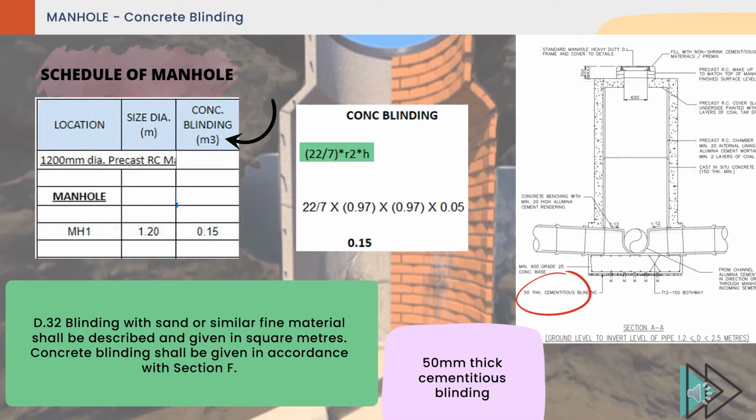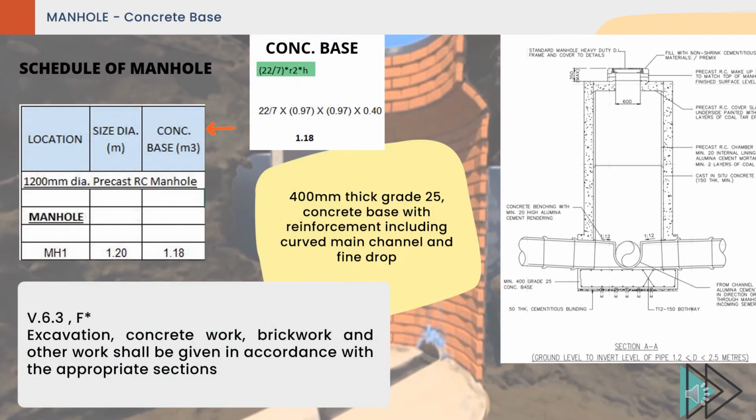Concrete base. It is calculated using the formula of pi times r squared times height. The example description is 400 mm thick grade 25 concrete base with reinforcement including curved main channel and fine drop. The clause related is V.6.3 and section F. Excavation, concrete work, brickwork, and other work shall be given in accordance with the appropriate sections.